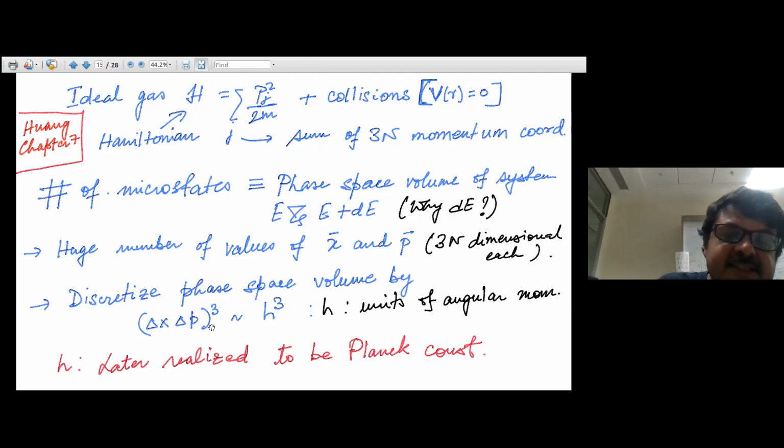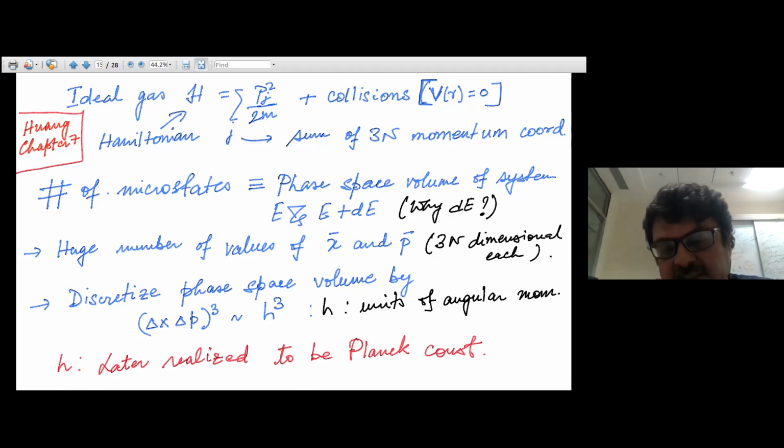By the way, delta x delta p, raised to the cube, because for each particle, assuming 3D. Here we are calling it h, but it was later realized that h was Planck's constant. But that had to wait quite a few decades before this realization was fully made. Here we are just going to count how many cubes in phase space, for each particle, and you can do it for n particles. In how many ways can the particles distribute their position and momentum as they move around, and how many cubes is the entire phase space made up of? So I'm talking about the volume of phase space, which is equal to the number of microstates.